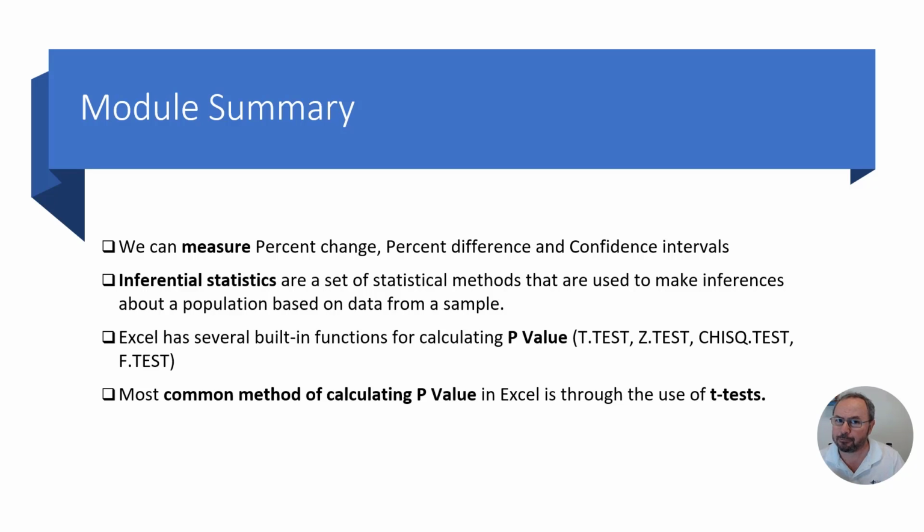We also learned about inferential statistics. This is a way we could make inferences based on the data that we have. This is done via typically population samples. Now we know that Excel has built-in functions for us to calculate any number of values like a p-value. We could run a z-test, chi-squared, etc. And lastly, the most common method of calculating p-value in Excel is through the use of a t-test. With that said, let's move on to the next lesson.